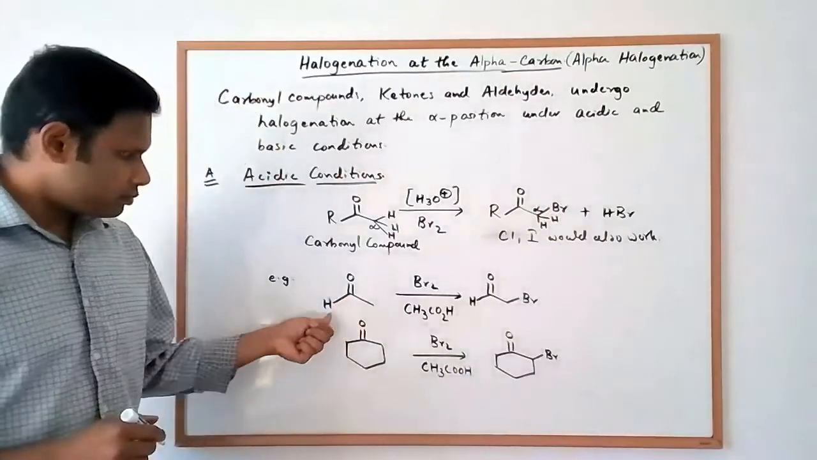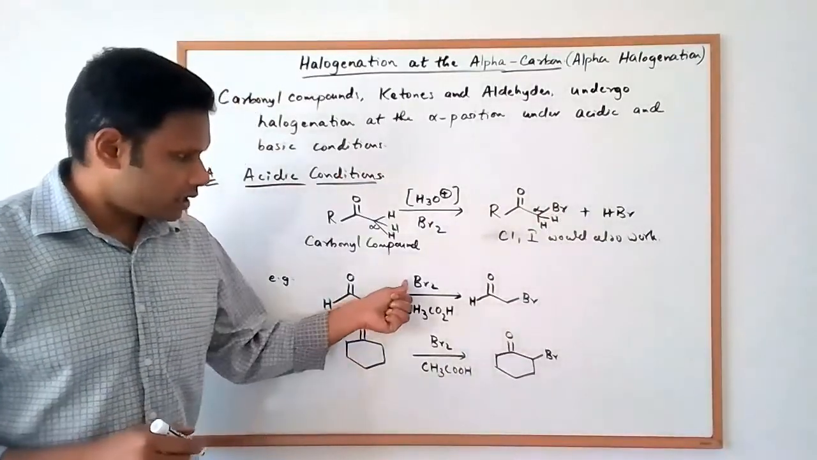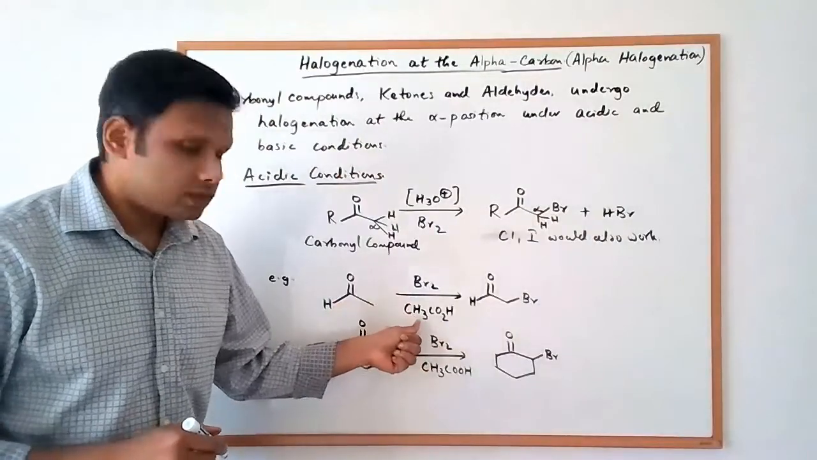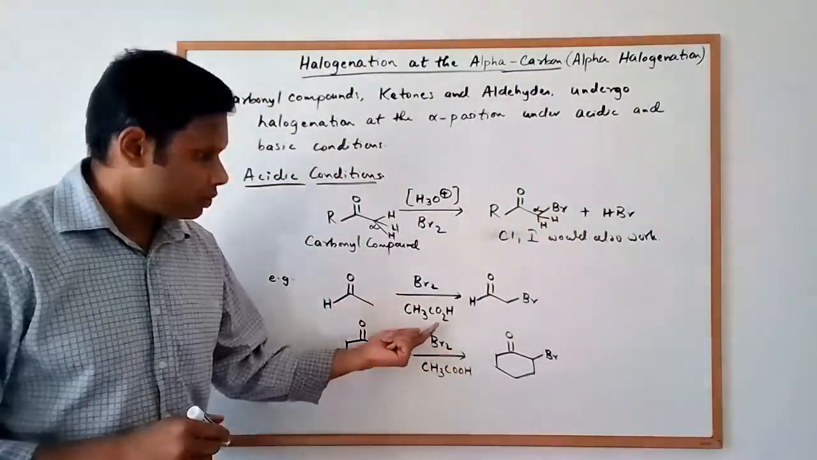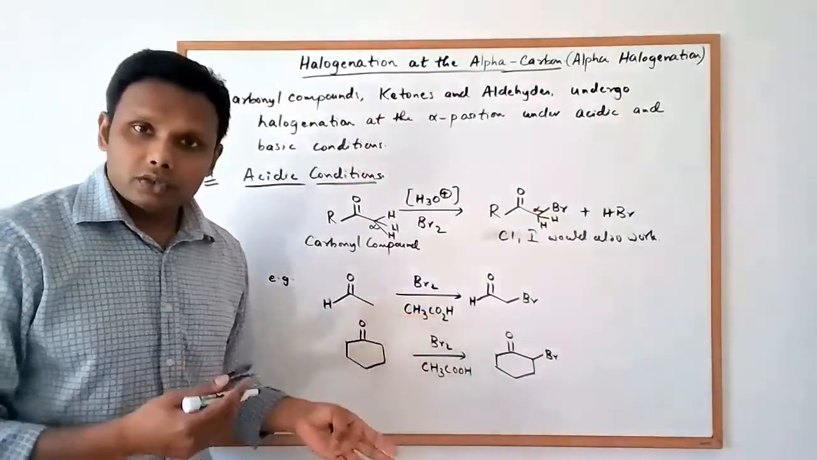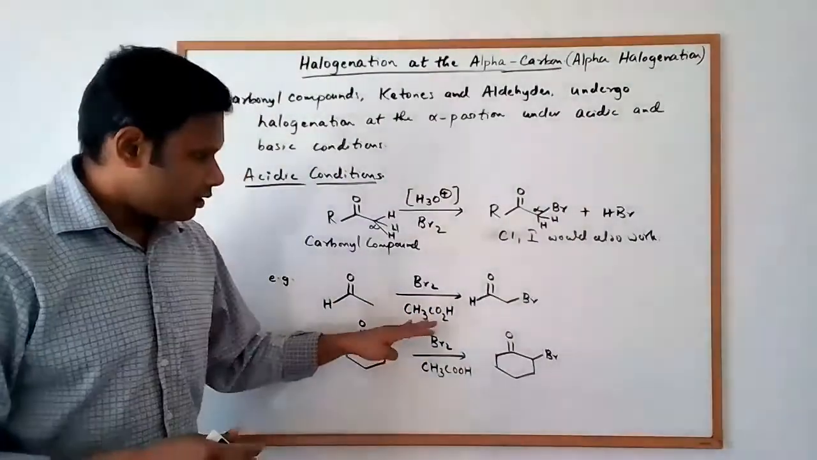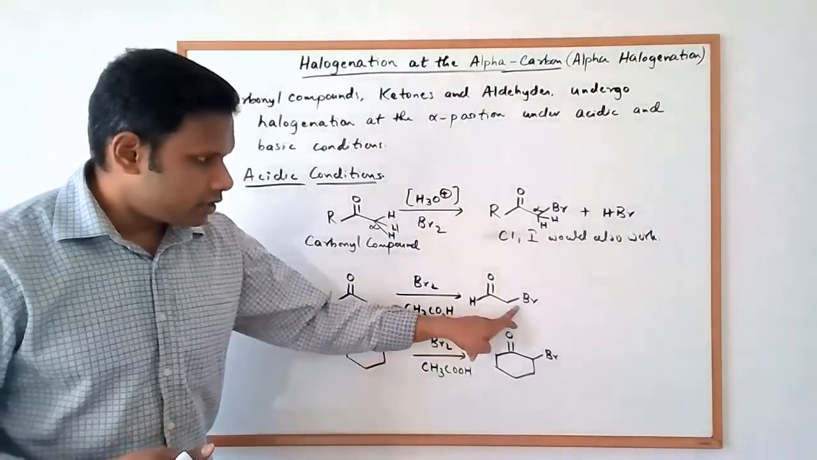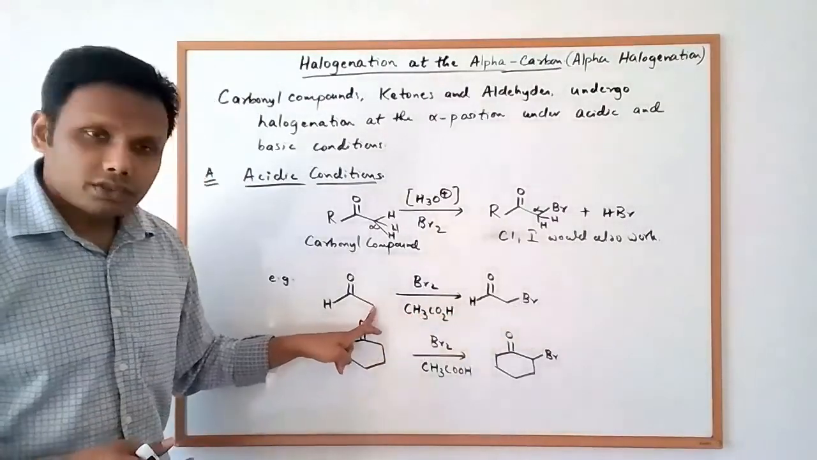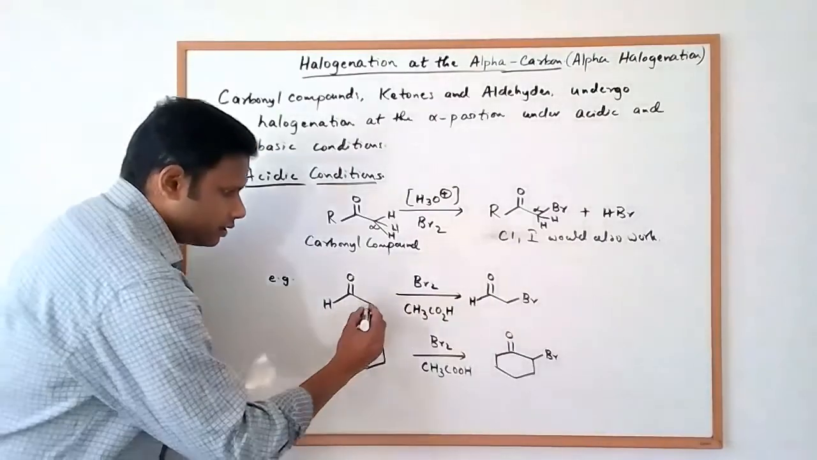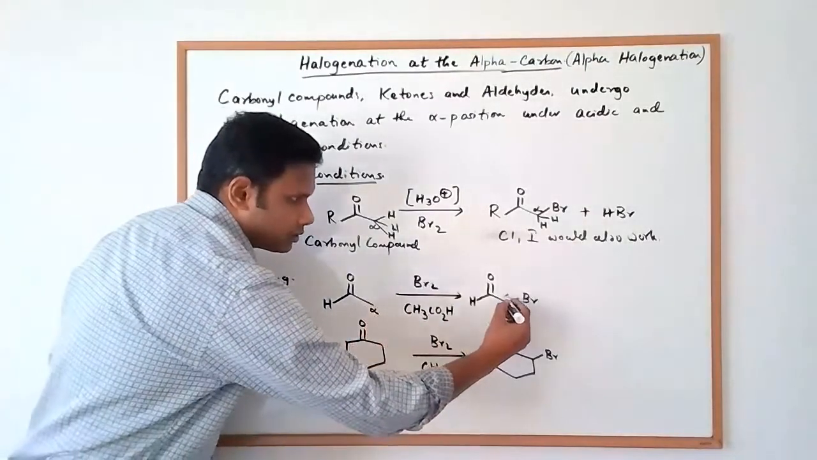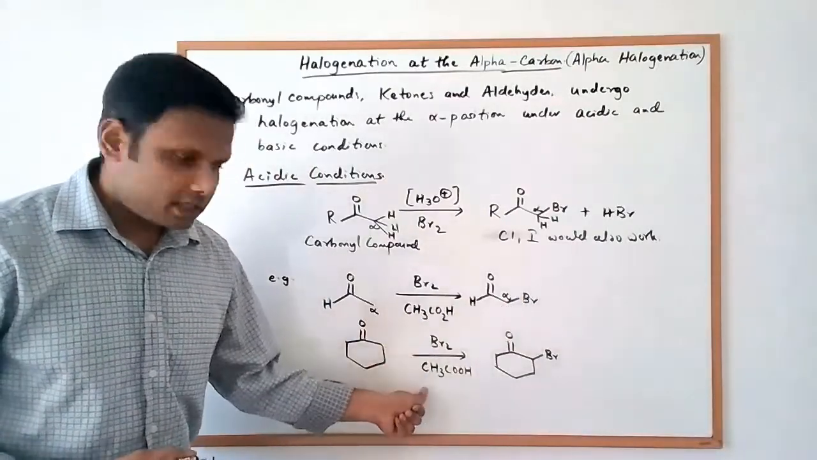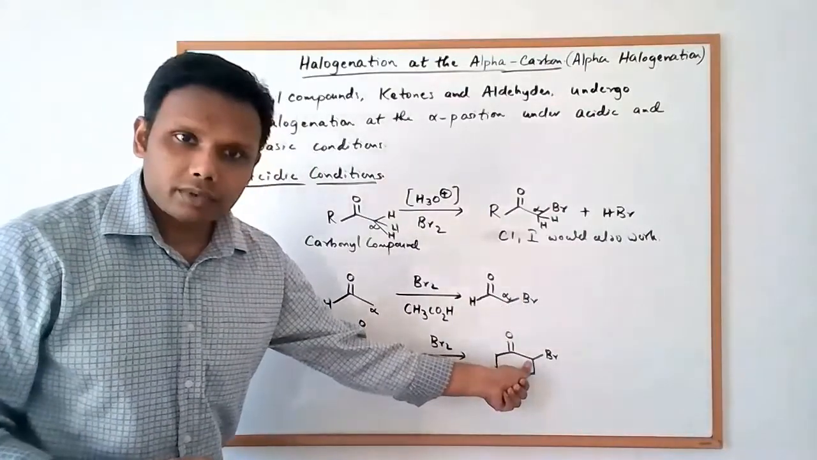Some specific examples: acetaldehyde, you react it with Br2, and acetic acid is what I'm using here. That would be the acid that is doing the reaction. In fact, acetic acid is also used as a solvent for some of these reactions. So with acetic acid, you get the alpha halogenation. The alpha carbon here gets halogenated. Cyclohexanone with bromine and acetic acid, again, the alpha carbon gets halogenated.